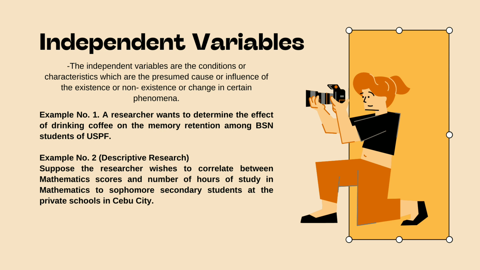The independent variable is considered as the predictor of the factors or variables which are the focus of the study, the dependent variables. For example, example number 1, a researcher wants to determine the effect of drinking coffee on the memory retention among students of USPF. In this example, coffee is the independent variable because it is the stimulus variable that is manipulated. Example number 2, for descriptive research. Suppose the researcher wishes to correlate between mathematics scores and number of hours of study in mathematics to sophomore secondary students at the private schools in Cebu City. The independent variable is number of hours of study in mathematics because it is the stimulus variable that is manipulated.